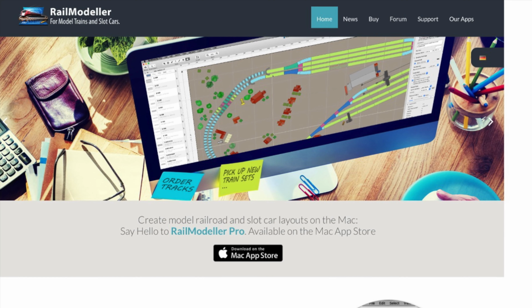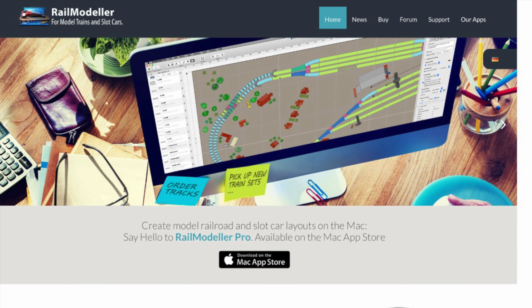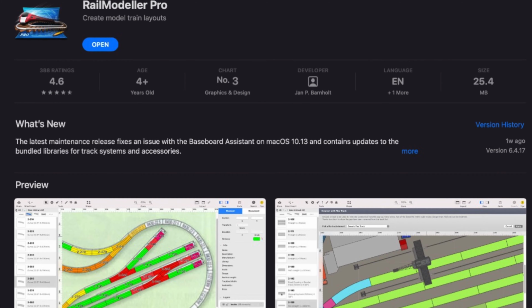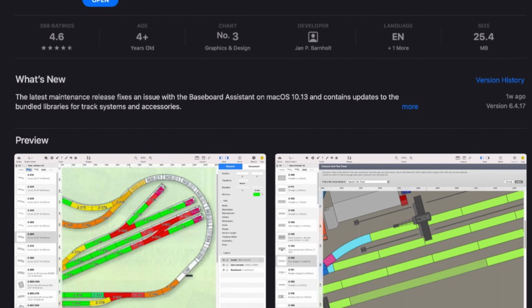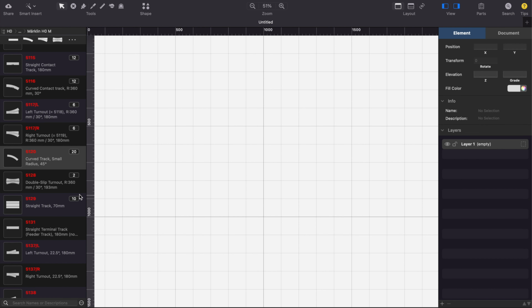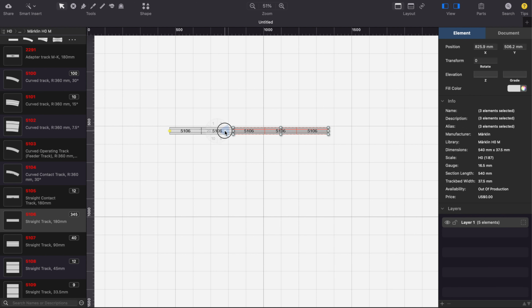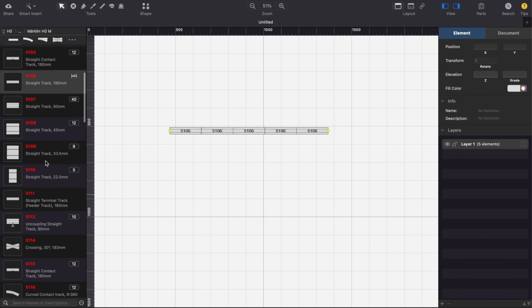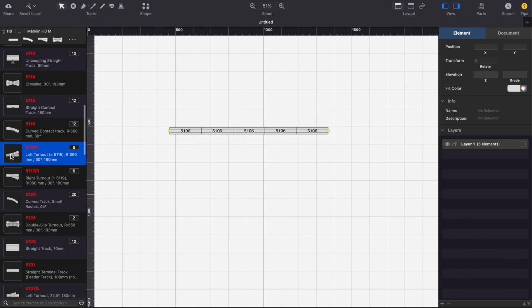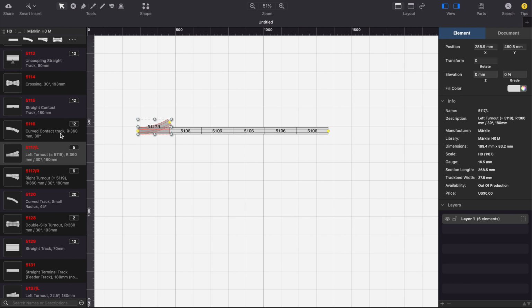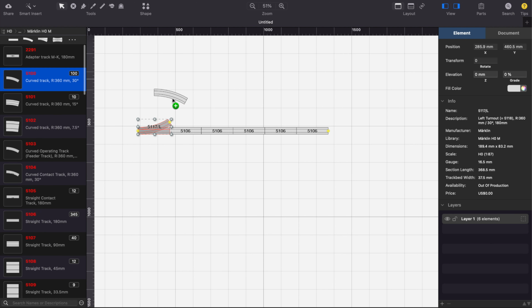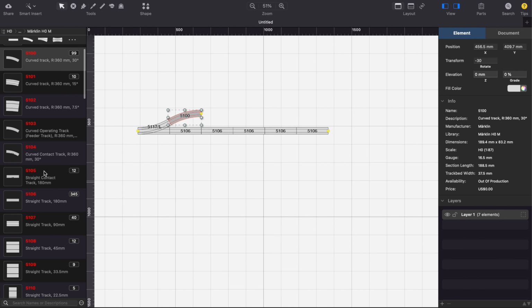I chose to use Railmodeller Pro as it is the only native software package available for my operating system. It's Mac OS. I have used it for many years now, and it is easy to use and very intuitive. It is a commercial product that is actively maintained and regularly updated with new features and fixes.